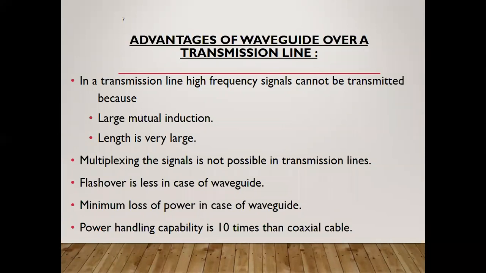Similar to that, while a number of inductors are connected, coils will be present, and they will interact with each other. One coil will be mutually connected to the other coil. That's why there is a large possibility that a large mutual inductance will be created, which is not beneficial, or you can say harmful, in the transmission line. Second is the length is very large.